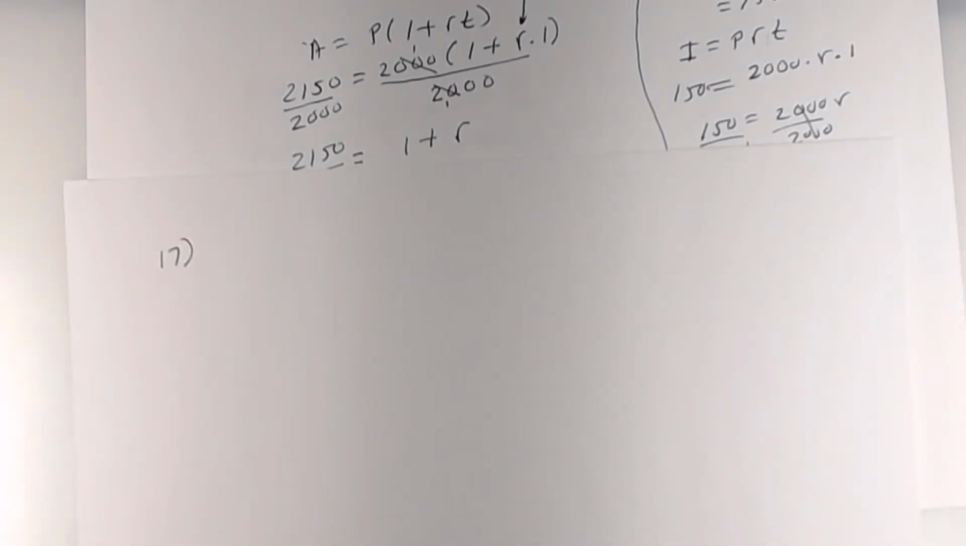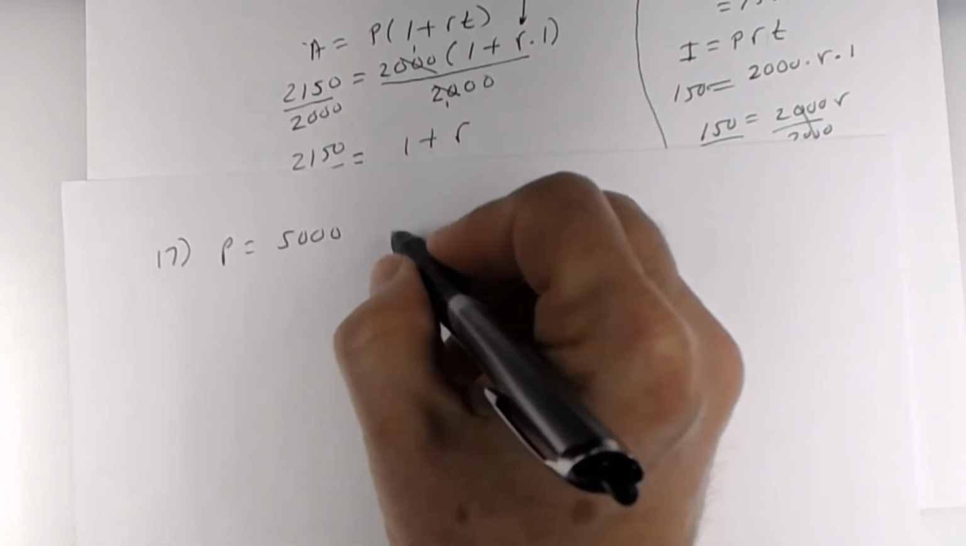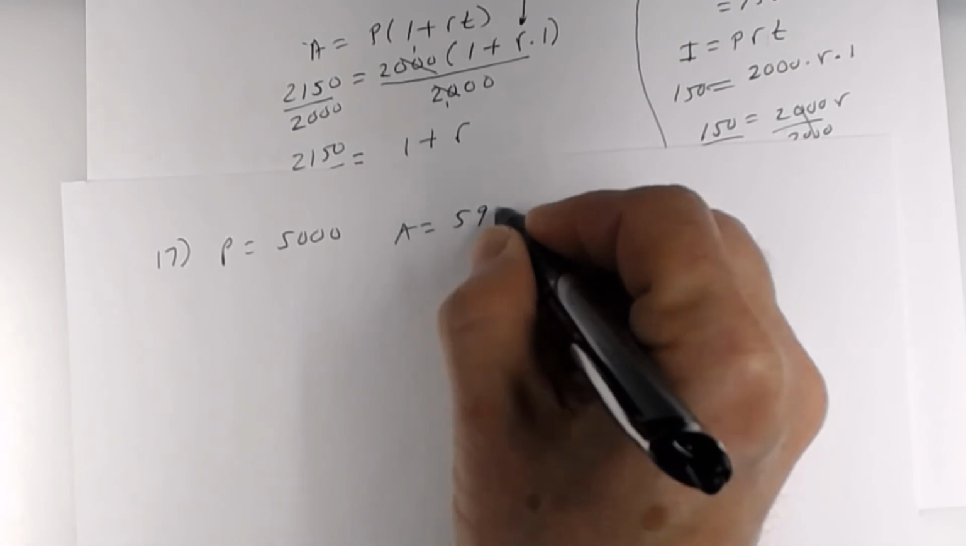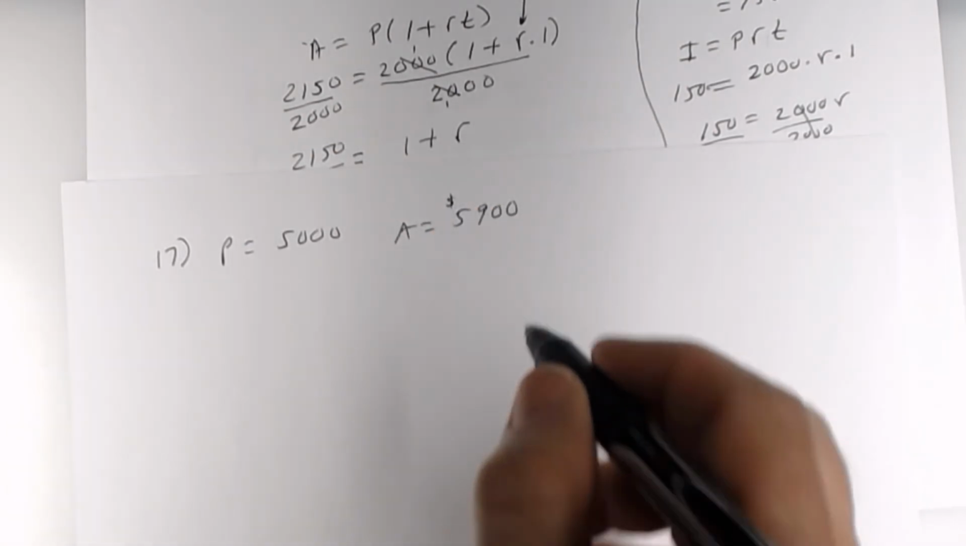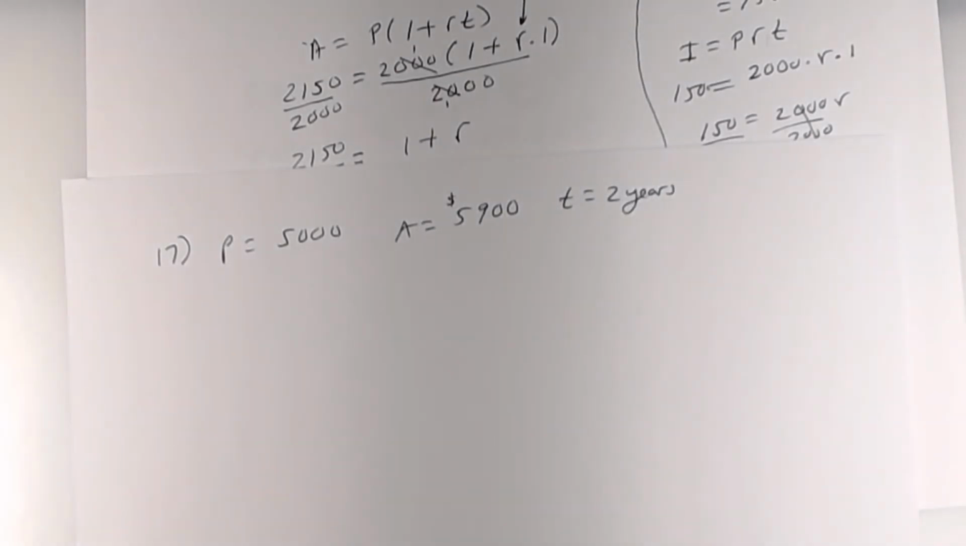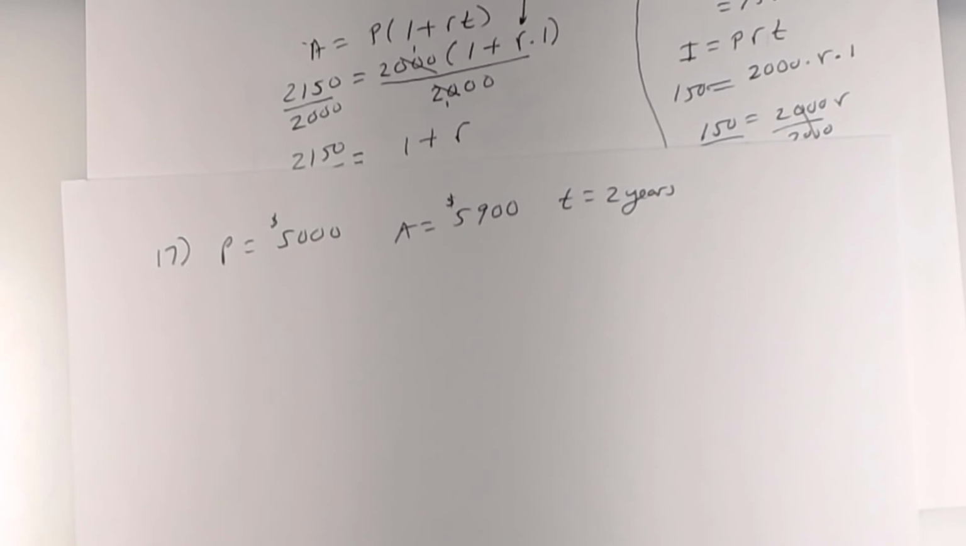Okay, so this time you're told the principal is 5,000. The future value is $5,900. And the time is 2 years. So the principal is $5,000. The future value is $5,900, and the time is 2 years. Okay, let's do using the complicated formula first, the future value formula. Let's do it that way.